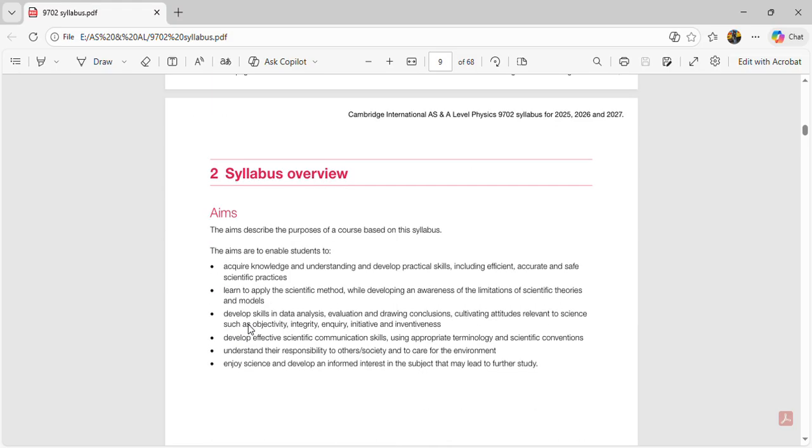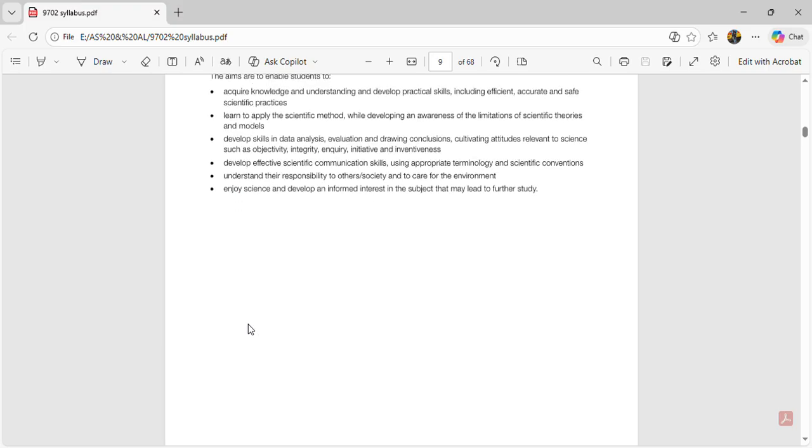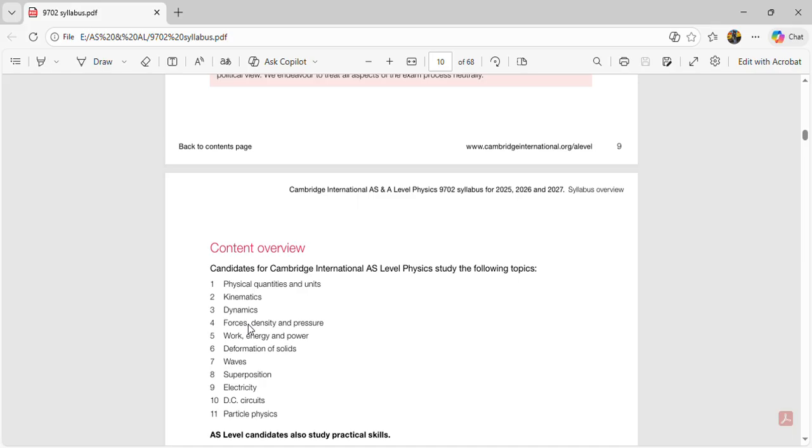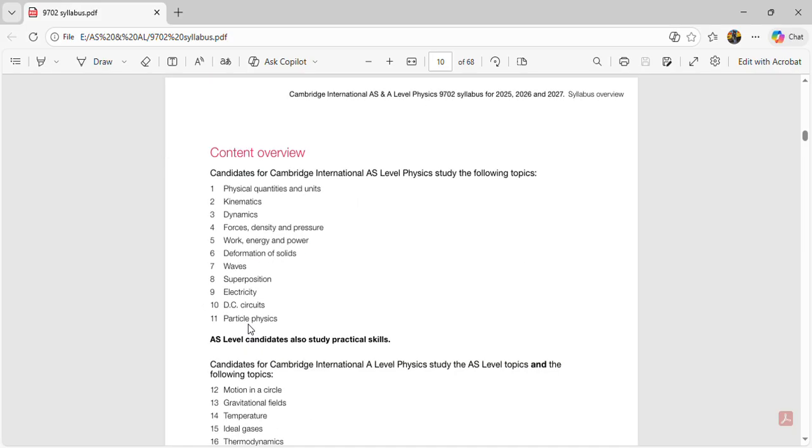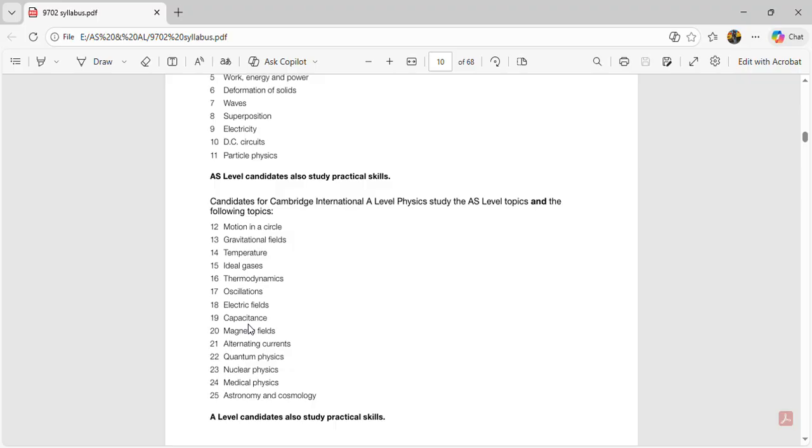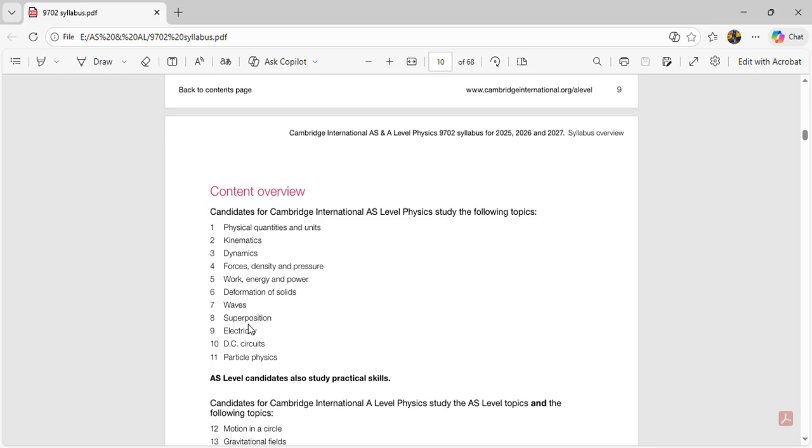The syllabus is like a scheme showing exactly what to cover in a particular topic. You have the content overview here, where for AS we have 11 topics and for A2 there are 14 topics. So we have physical quantities and units, kinematics, dynamics, forces, density and pressure, work, energy and power, deformation of solids, waves, superposition, electricity, DC circuits, and particle physics.